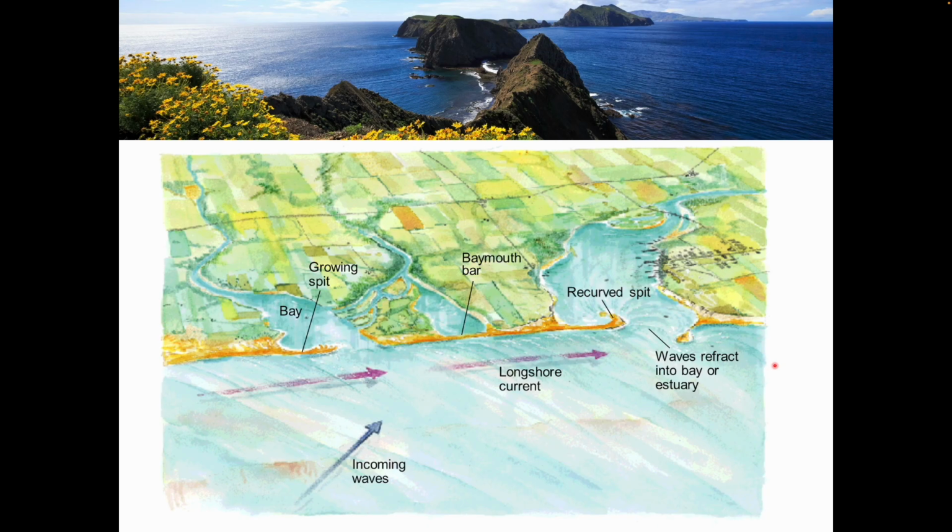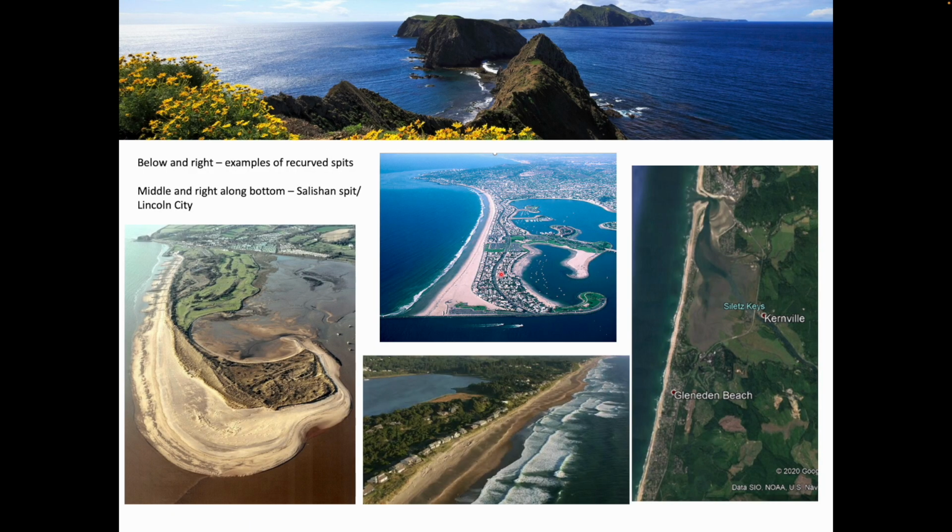The combination of wave refraction and longshore current builds up different depositional formations along the coast. Among these are sand spits and baymouth bars. A recurved spit is a type of sand spit that is just highly curved at its very end. These are some examples of recurved spits showing that highly curved end. This one on the lower left is somewhere in the United Kingdom, and on the right we have a recurved spit outside of Lincoln City on Siletz Bay.